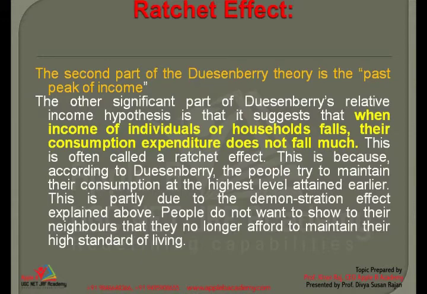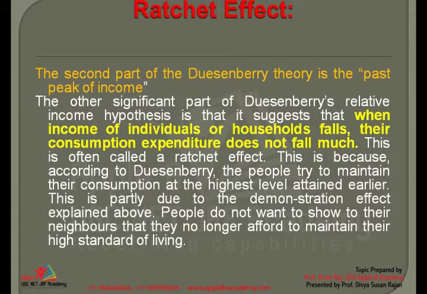This is another significant part of Duesenberry's relative income hypothesis, which suggests that when the income of individuals or households falls, their consumption expenditure does not fall much. This is why it is called the ratchet effect. Duesenberry tried to explain that people try to maintain their consumption at the highest level of income that has been attained earlier.